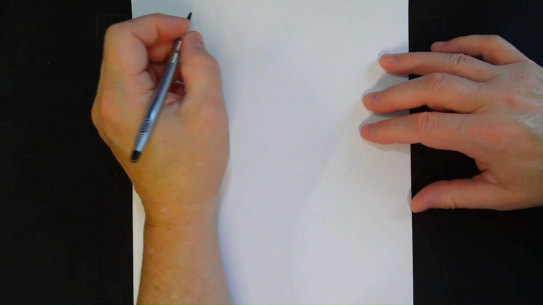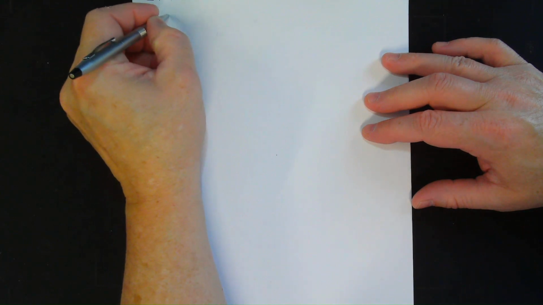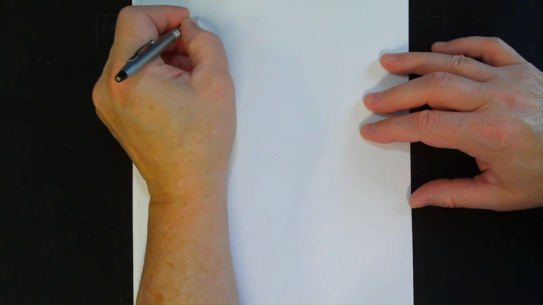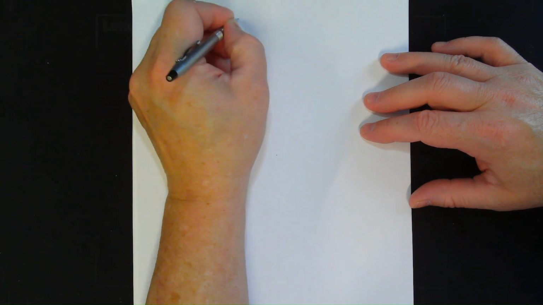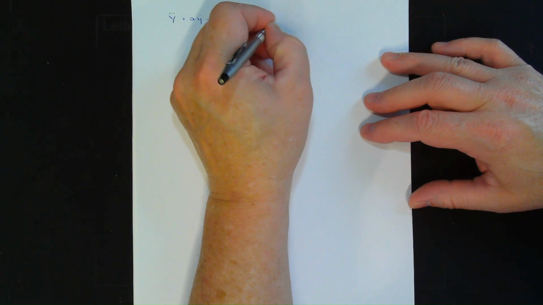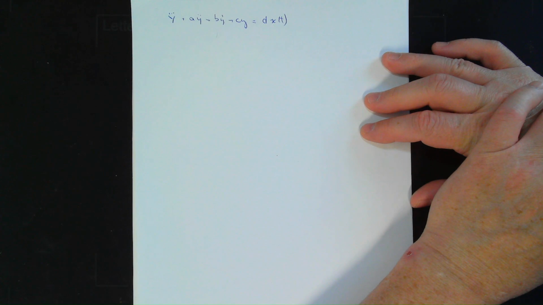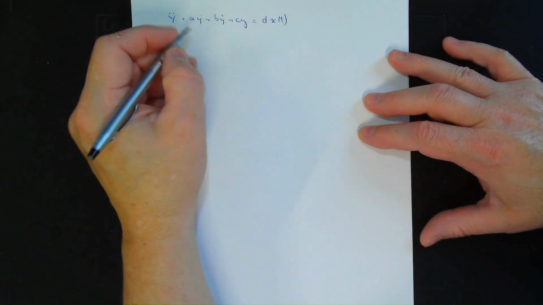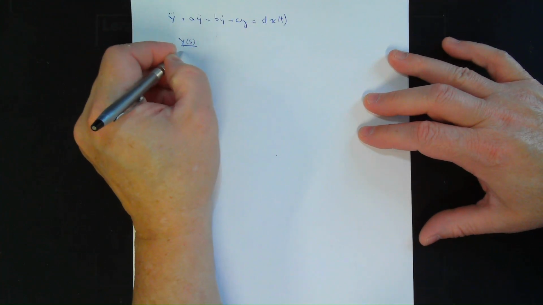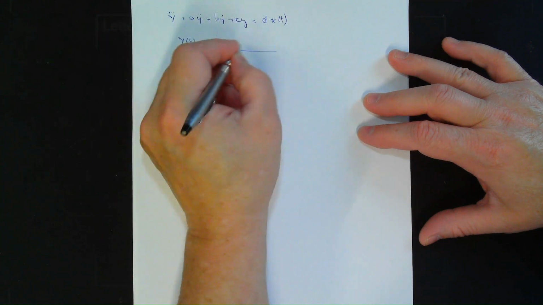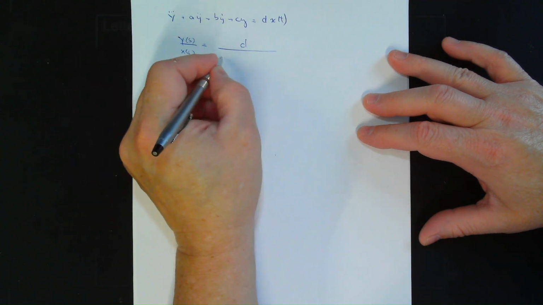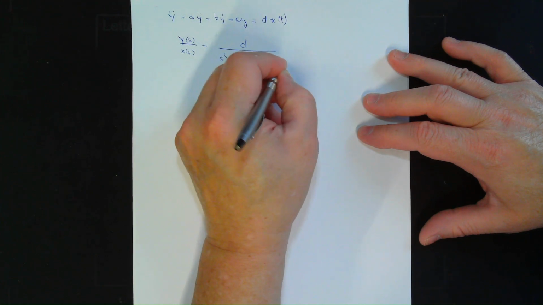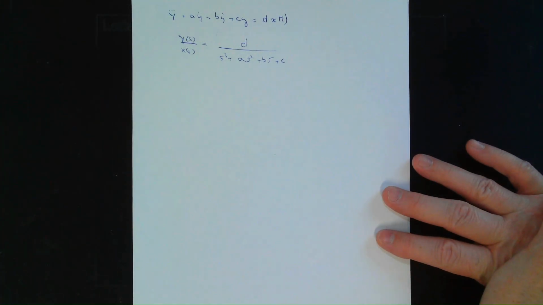But let's see where we are. You can have some differential equation, so let's just write something down. Okay, so there's a differential equation. And we know in Laplace we can basically write a transfer function almost immediately. So that'll be the output relative to the input equals, in this case, d over a s cubed plus a s squared plus b s plus c. Okay, so we know we can do that.